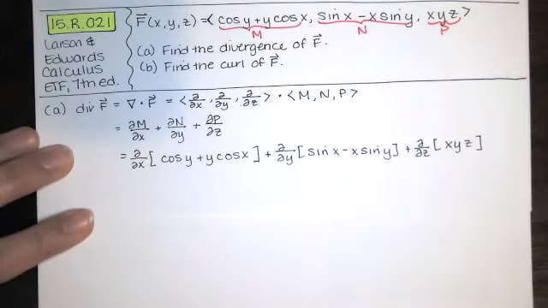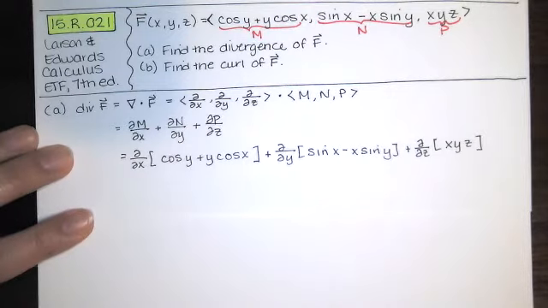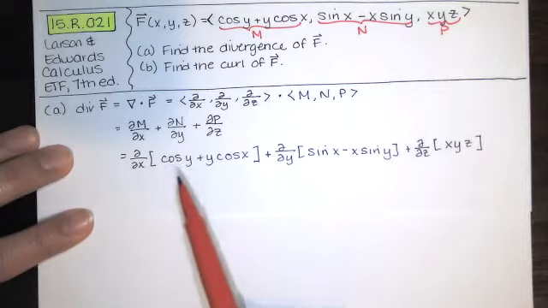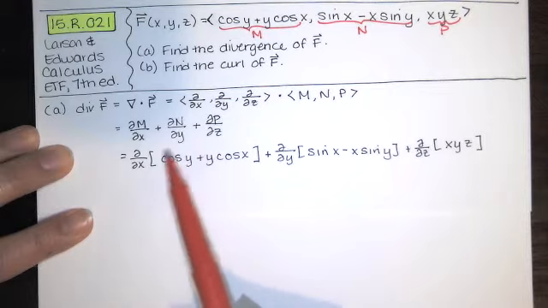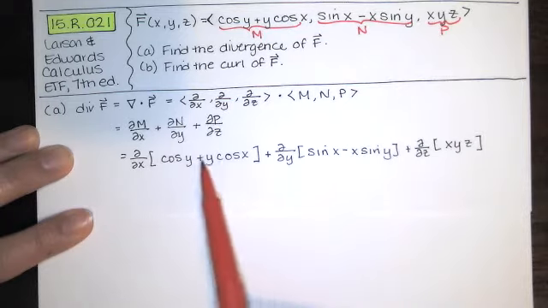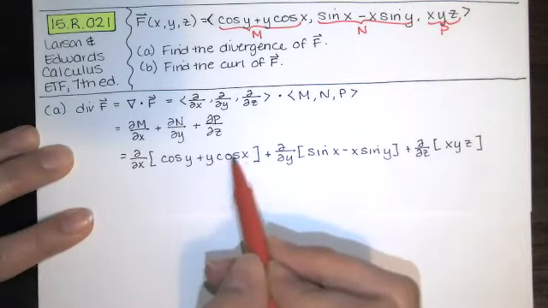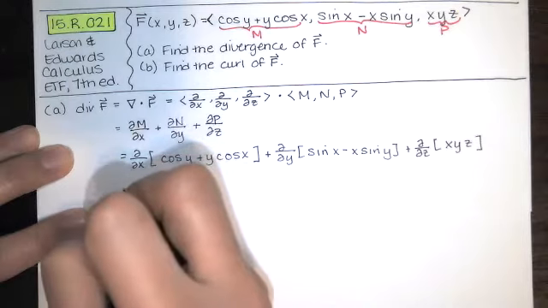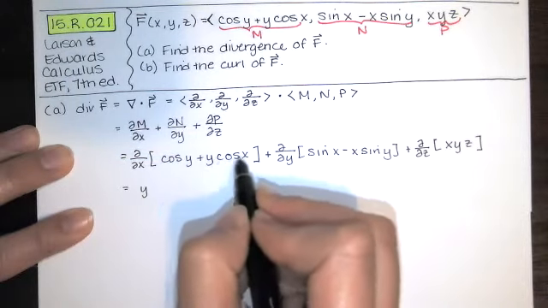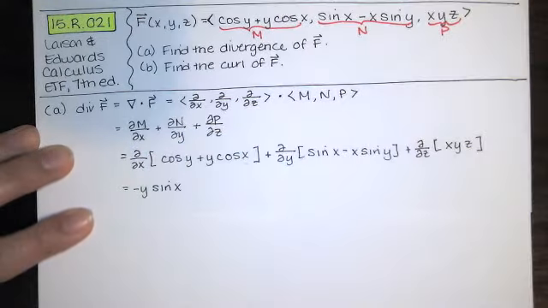Okay, now we're taking the partial derivative with respect to x of this. Now remember, whenever you take a partial derivative, you treat all of the other variables like constants. So this cosine of y doesn't have any x's in it, so I'm treating it like a constant. The derivative of a constant with respect to x is 0. Now this is a little different. y is being treated as a constant, but I don't just have a constant here by itself. I have a constant times a function of x. Remember, the derivative of a constant times a function of x is that constant, so you bring it down, times the derivative of that function of x. The derivative of cosine of x with respect to x is negative sine of x.